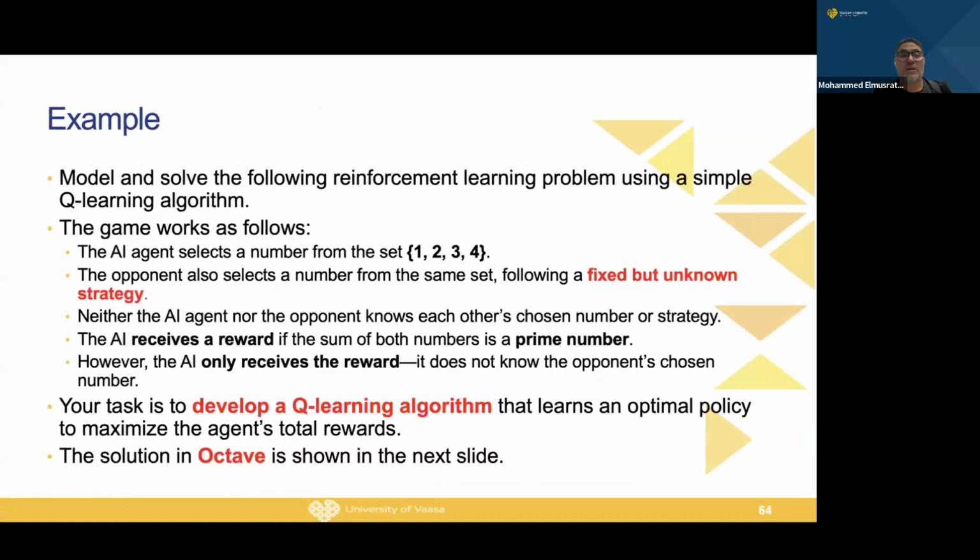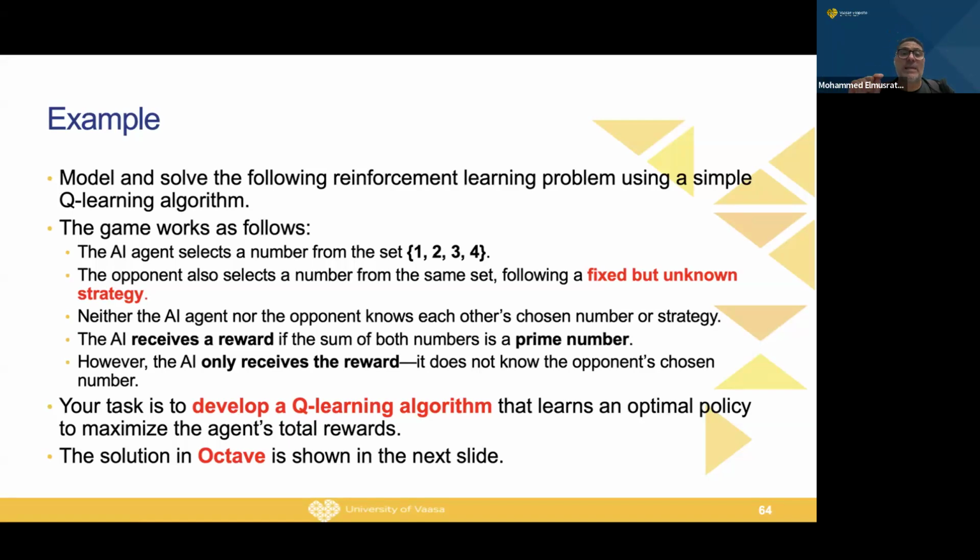Then I put also another example, and this is a new example, not in the previous slides. In this example, I want to play against someone, okay? And the game is very simple. The AI agent selects a number: 1, 2, 3, 4, randomly. And the opponent also selects a number from the same set, 1, 2, 3, 4.